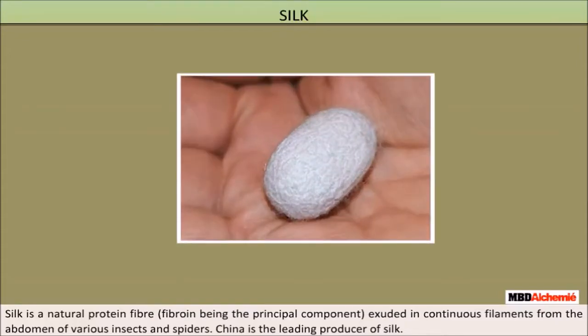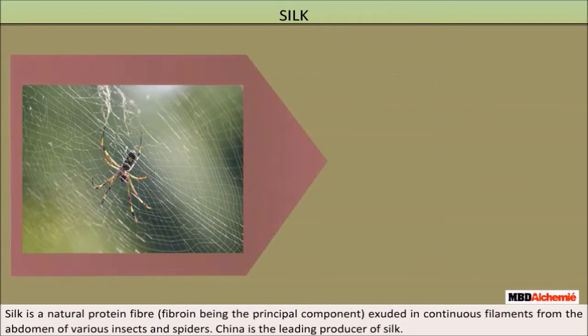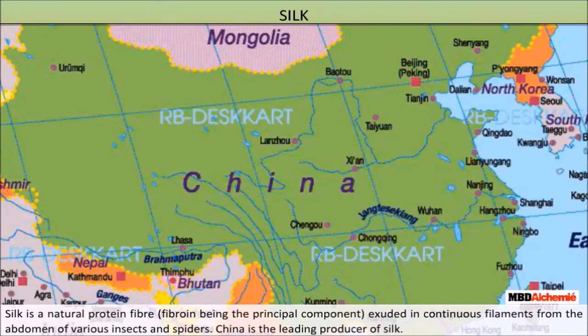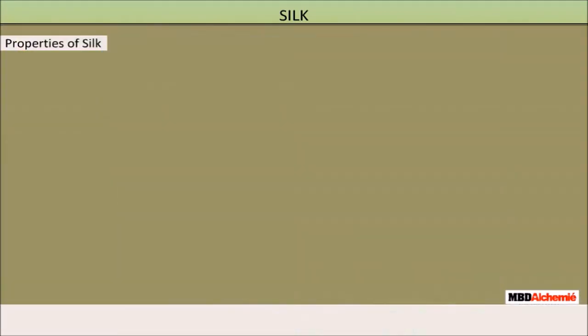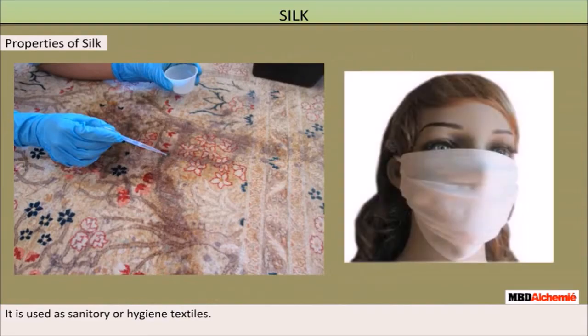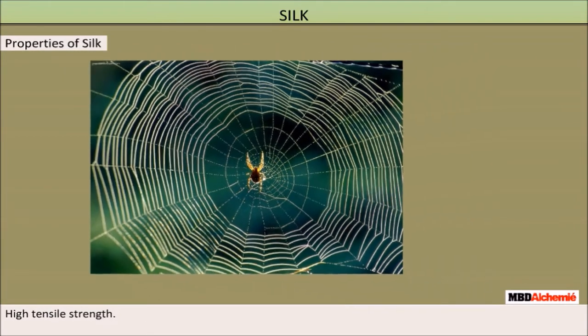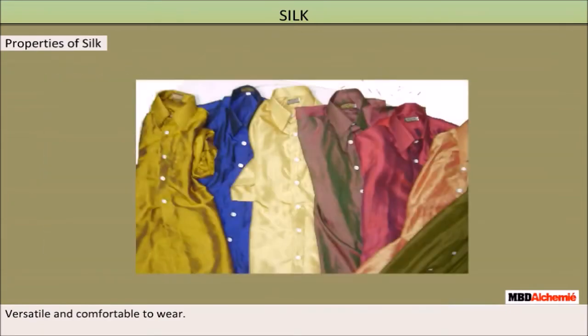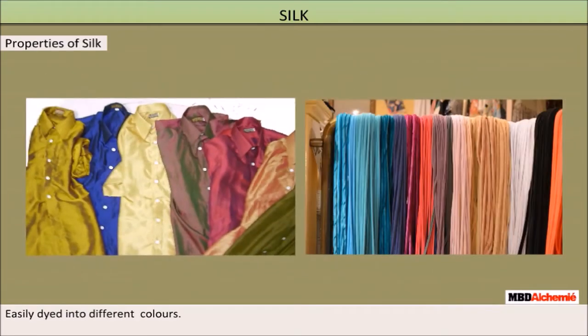Silk is the natural protein fiber, fibroin being the principal component, exuded in continuous filaments from the abdomen of various insects and spiders. China is the leading producer of silk. Main properties of silk are used as sanitary or hygienic textile, high tensile strength, versatile and comfortable to wear, easily dyed into different colors, retains its shape longer.